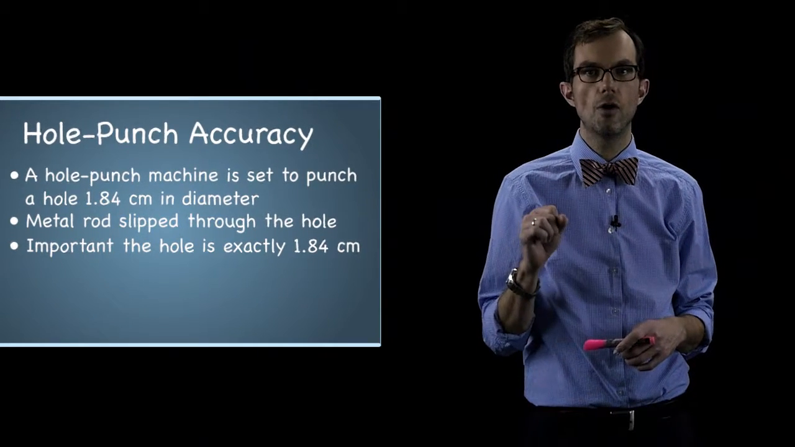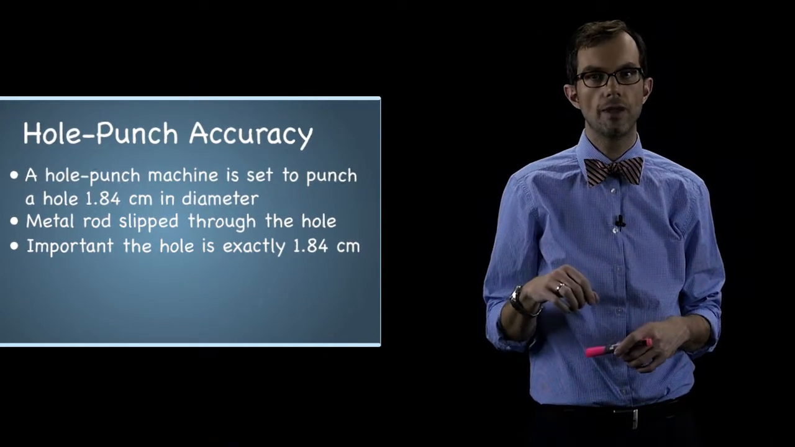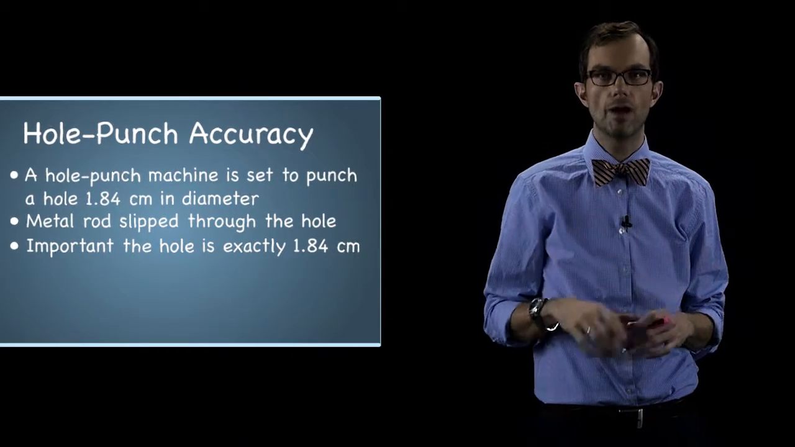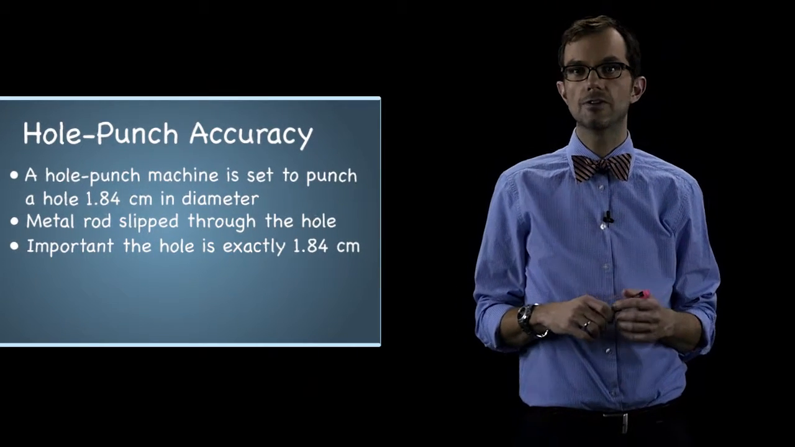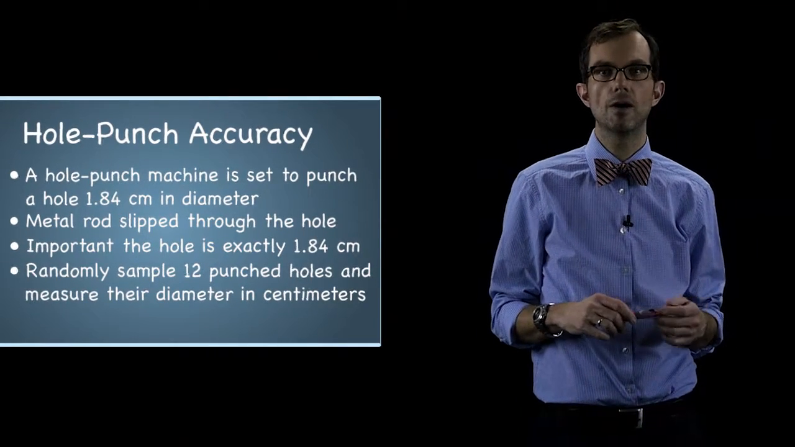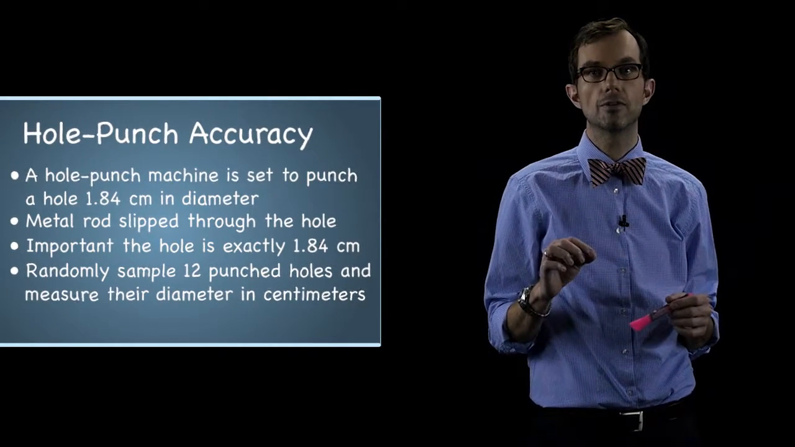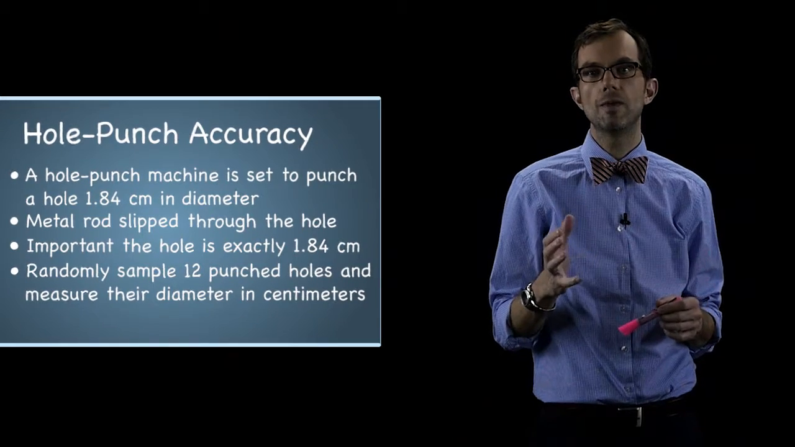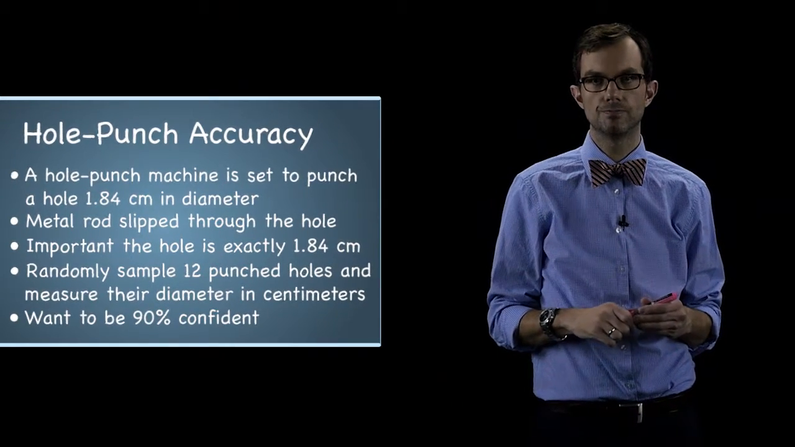A hole that's too small won't allow the metal rod to go in. A hole that's too big won't keep the rod in place. To test the accuracy of the hole punch machine, operators randomly sampled 12 punched holes and measured the diameters in centimeters. Say we want to be 90% confident.